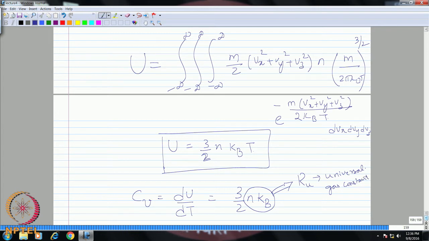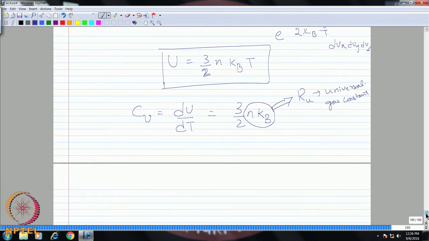Right, and therefore, we get a resulting expression for the volumetric heat capacity, which is simply 3 by 2 Ru, and these are applicable for ideal gases. Ideal gases, monoatomic gases, because we have neglected the rotational and vibrational energies, we have considered only the translational kinetic energy.